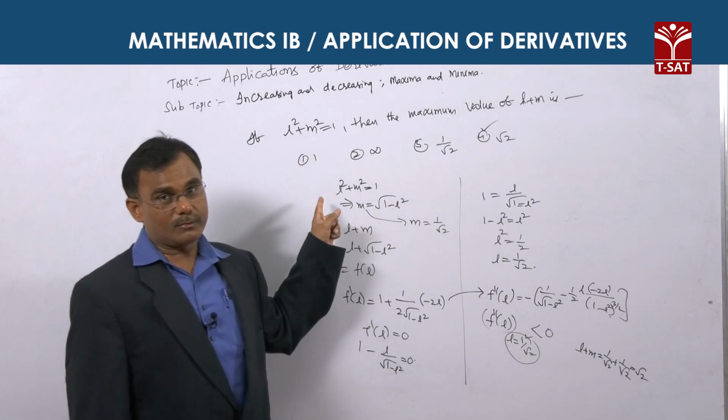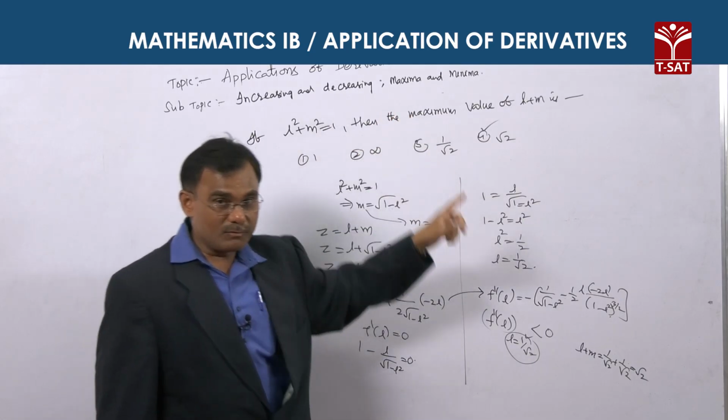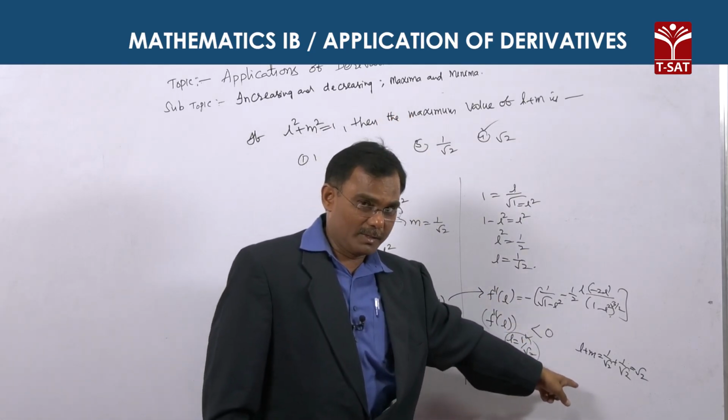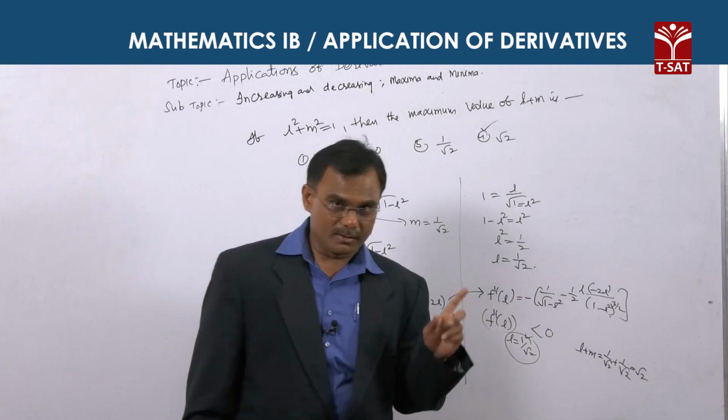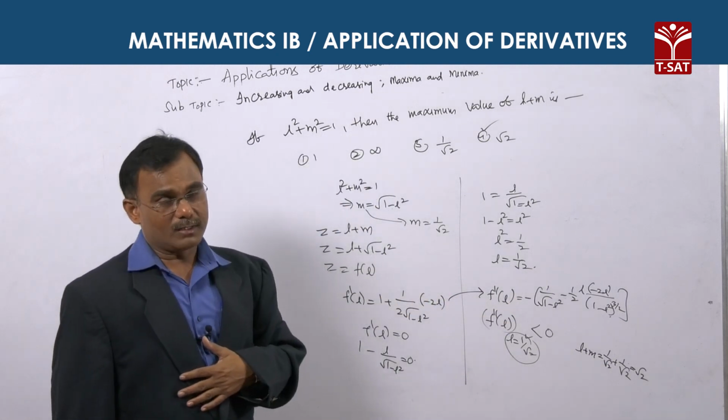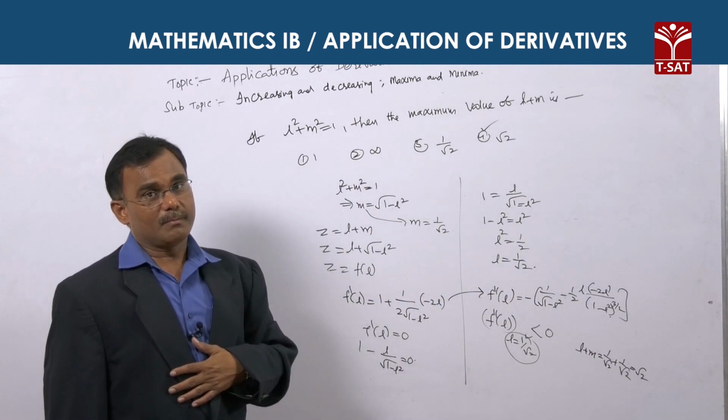L is equal to 1 by root 2. m is also 1 by root 2. Maximum value of L plus m is 1 by root 2 plus 1 by root 2, which is root 2. Therefore, the maximum value of L plus m is root 2.